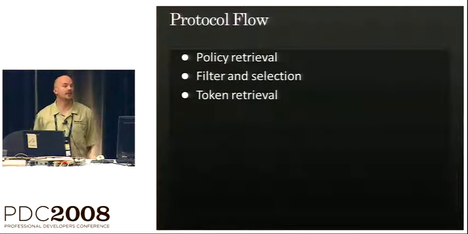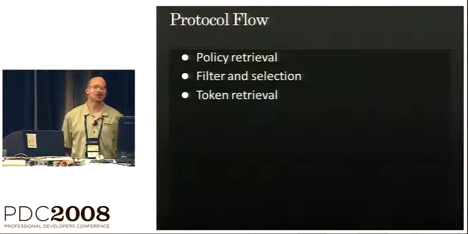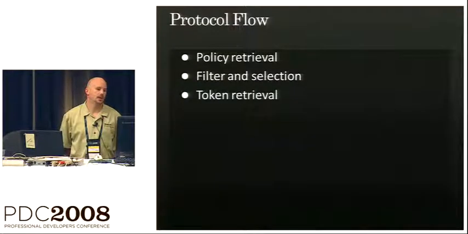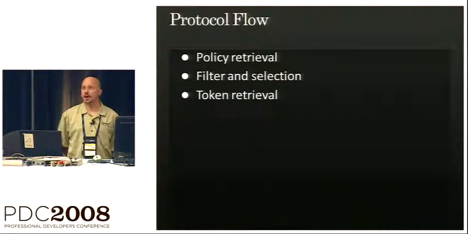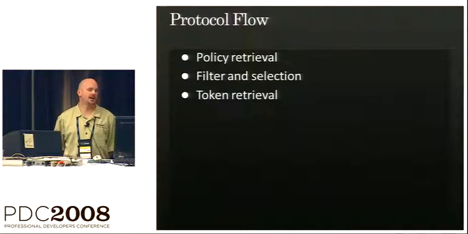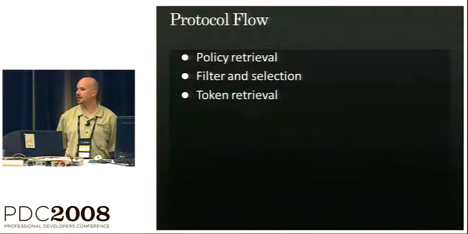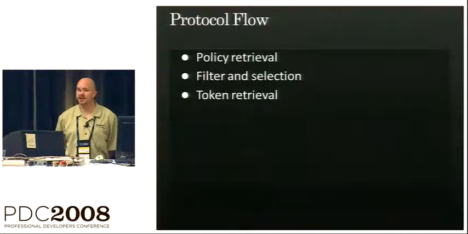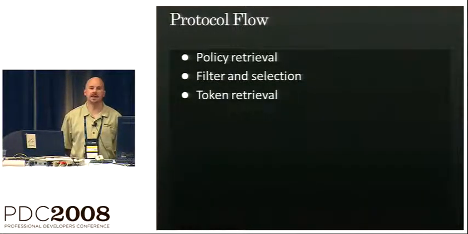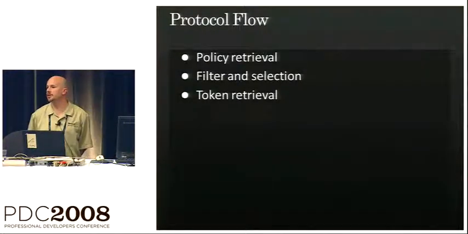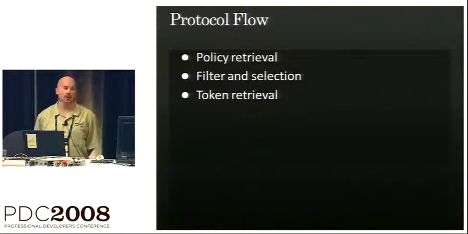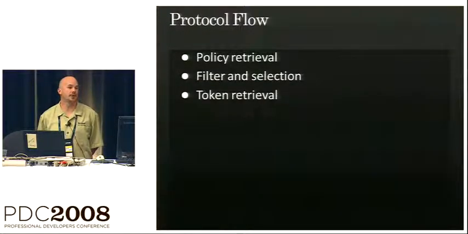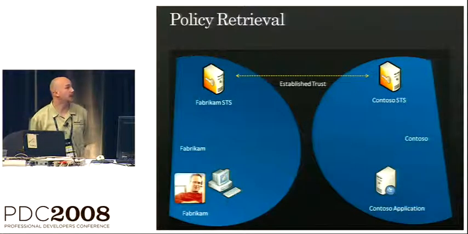So the card is central in the protocol flow, which has basically three phases. We start with policy retrieval, where we determine the characteristics of the tokens that the applications and STS need in order to log in. CardSpace then uses that to filter and select a particular identity and a particular identity provider. And finally, CardSpace will track down the right tokens and exchange them for tokens that can be used by the user at the particular application. We'll walk through that for a sec.